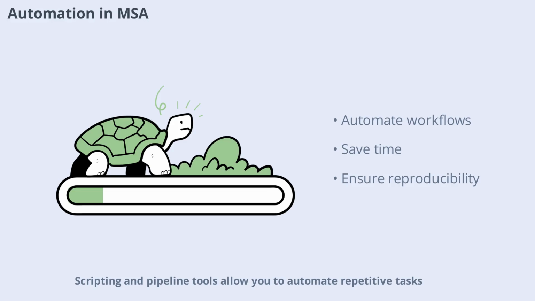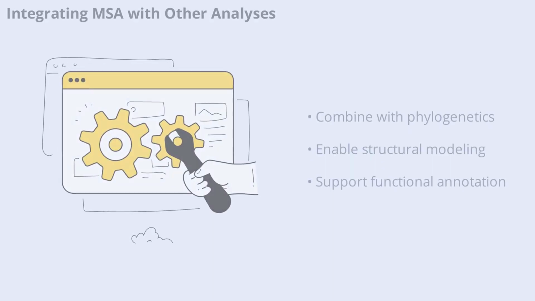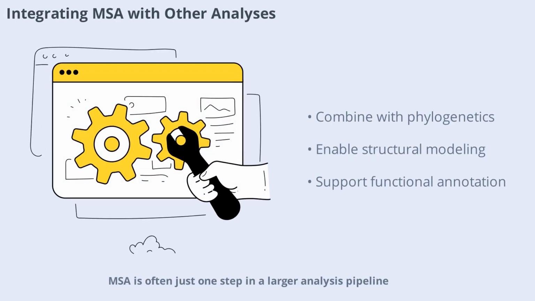Scripting and pipeline tools allow you to automate repetitive tasks, from data preparation to alignment and analysis. Automation saves time, reduces errors, and ensures reproducibility. Many MSA tools offer command line interfaces and support integration with workflow management systems, making it easier to scale up your analyses. MSA is often just one step in a larger analysis pipeline.